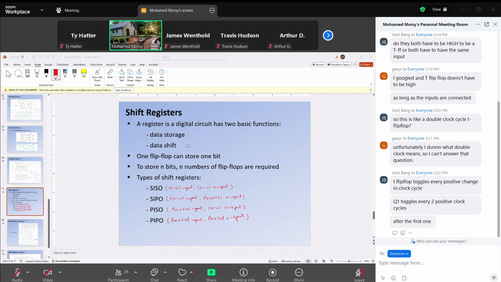But also, we mentioned a flip-flop can store bits. Each flip-flop stores 1 bit. So data storage and data shift. One flip-flop can store 1 bit. To store n bits, how many flip-flops do we need? N flip-flops. You need the same number as the number of bits. If we need to store n bits, we need n flip-flops.